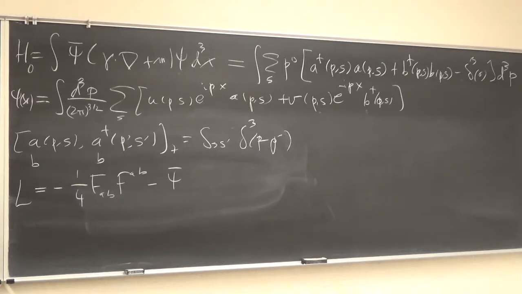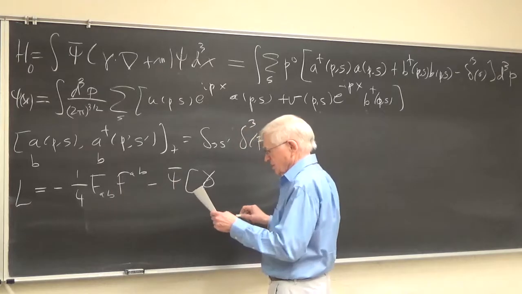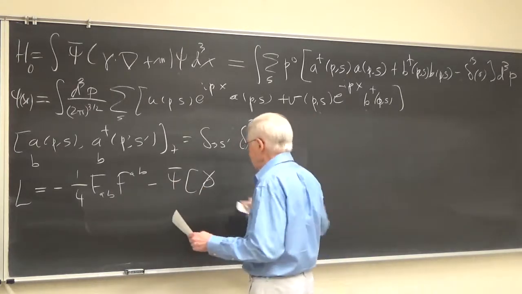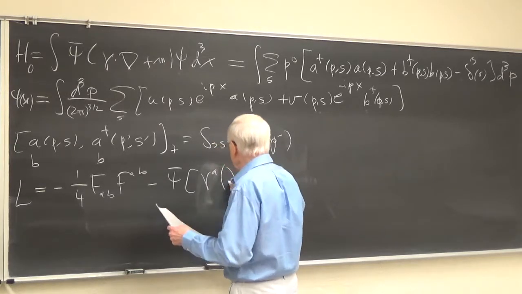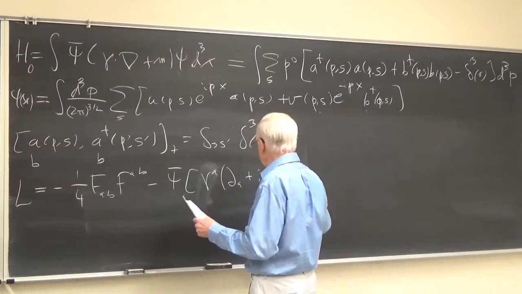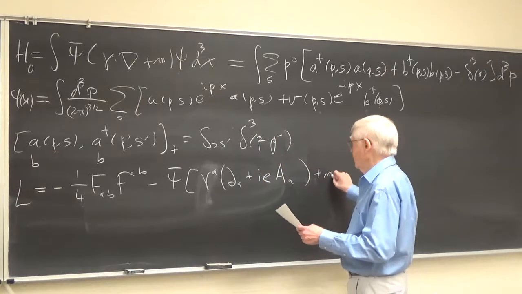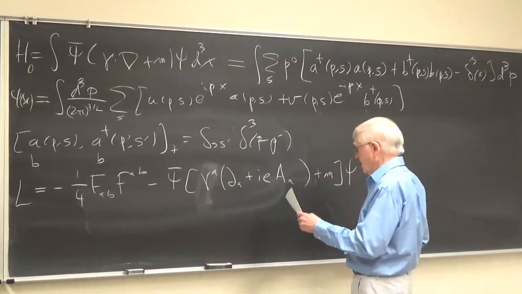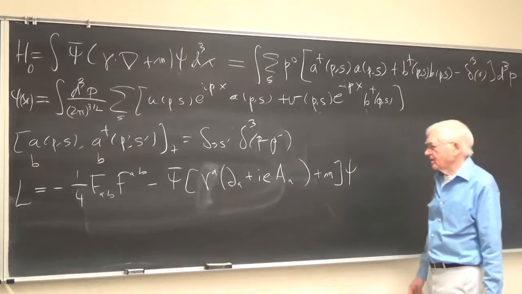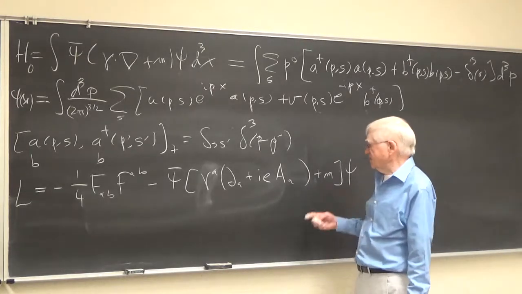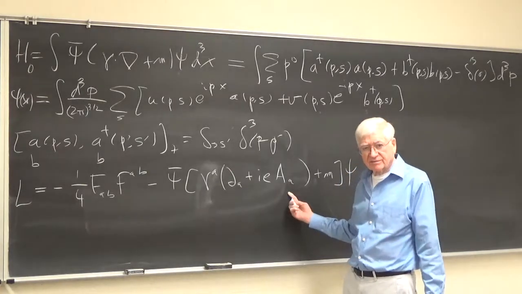Psi bar d slash, well, actually it's not d slash, gamma A dA plus I A sub A plus m psi. So this is the action density for QED, quantum electrodynamics. This is the electromagnetic field, mass of the electron, and you see this is the covariant derivative.